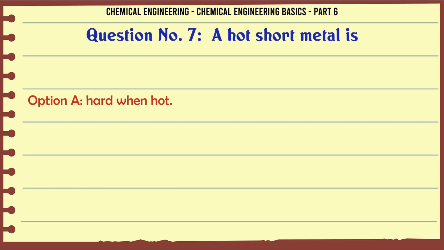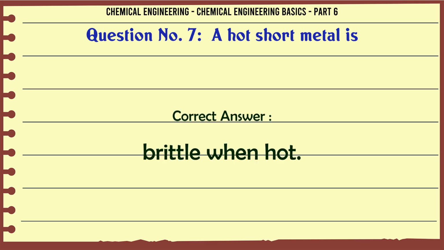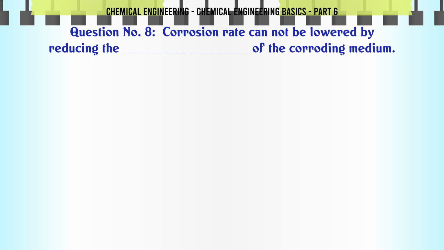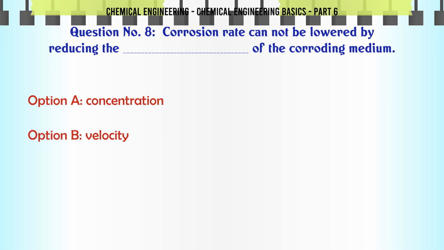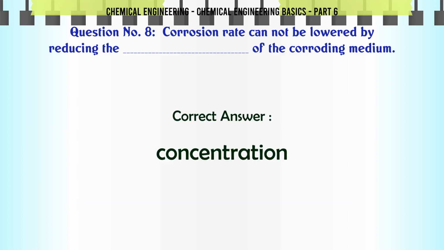A hot short metal is A. Hard when hot. B. Brittle when cold. C. Brittle when hot. D. Brittle under all conditions. The correct answer is brittle when hot. Corrosion rate cannot be lowered by reducing the of the corroding medium. A. Concentration. B. Velocity. C. Temperature. D. None of these. The correct answer is concentration.